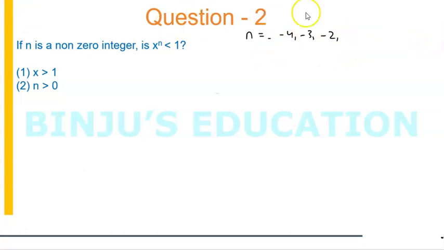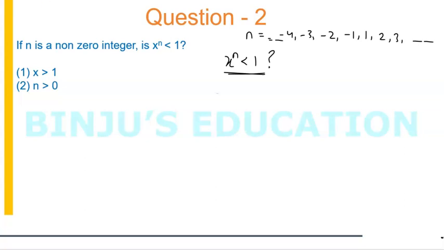My bad. -1, 1, 2, 3, and so on and so forth. So you will not have zero, but you can have negative integers. You can also have positive integers. Now the question is: is x to the power n less than 1? Now, do I know the value of x? No. Do I know the value of n? No.